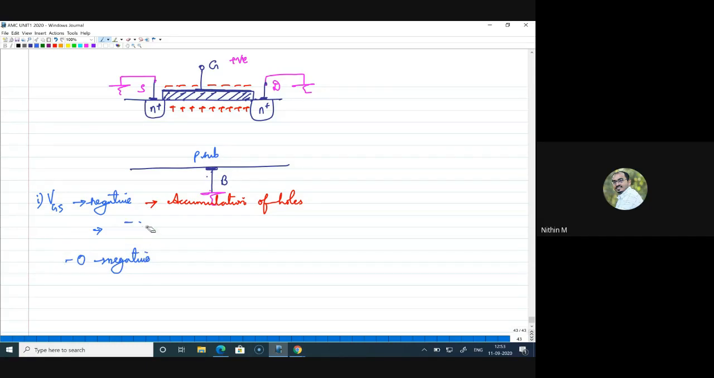Now when your VGS is negative, what happens in a MOSFET structure is that holes will be accumulated in the region beneath the gate. Now I'll wind up with this. As you increase this voltage VGS from negative to positive, what will happen? When I change this from negative to positive, this will be positive. Now a positive voltage is applied to one side of a parallel plate.